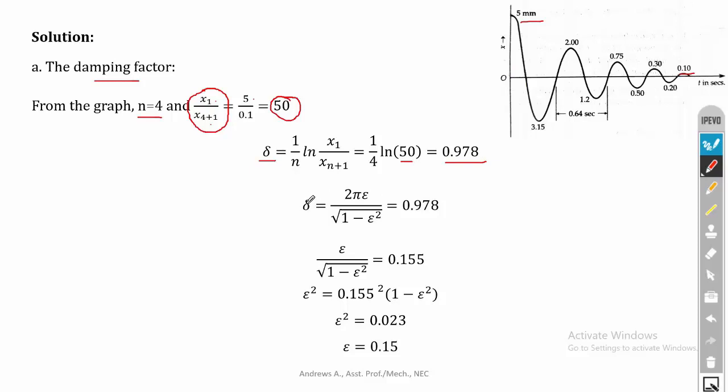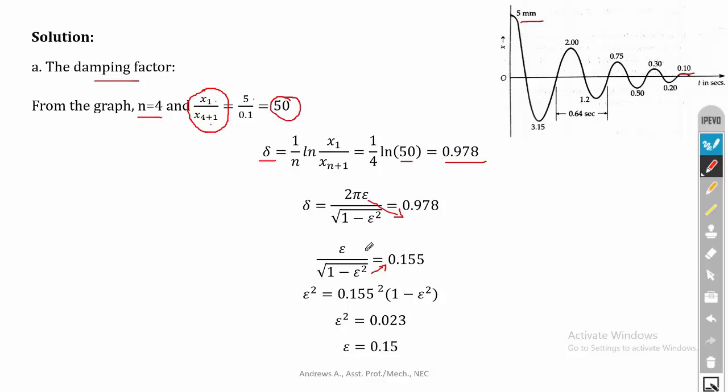Now we have delta, we have to find the value of the damping factor. We know the equation for the logarithmic decrement is delta is equal to 2 pi eta divided by root of 1 minus eta square, that is equal to 0.978. Now we have to solve this equation. First I am going to divide this 0.978 by 2 pi. So I will get eta divided by root of 1 minus eta square is equal to 0.155. And bring this root of 1 minus eta square to the right side.